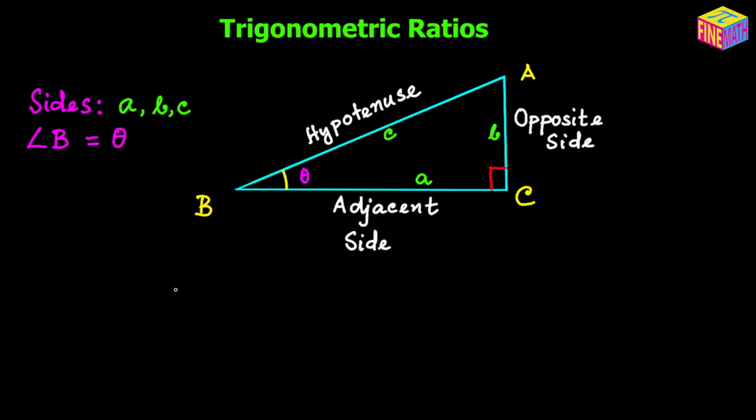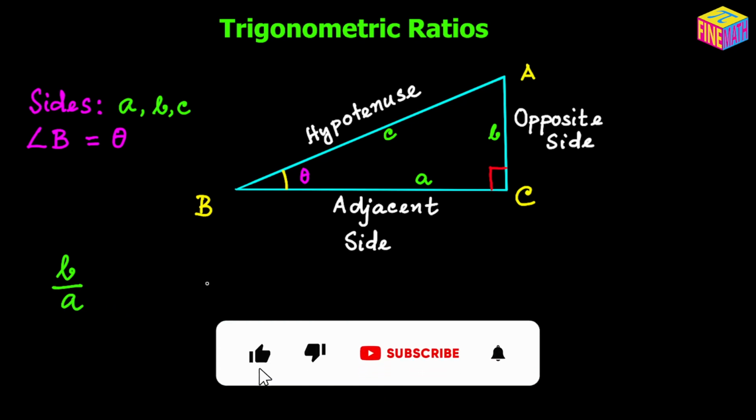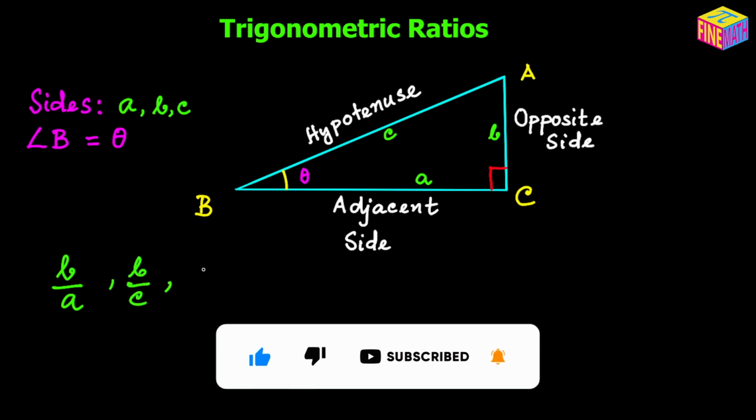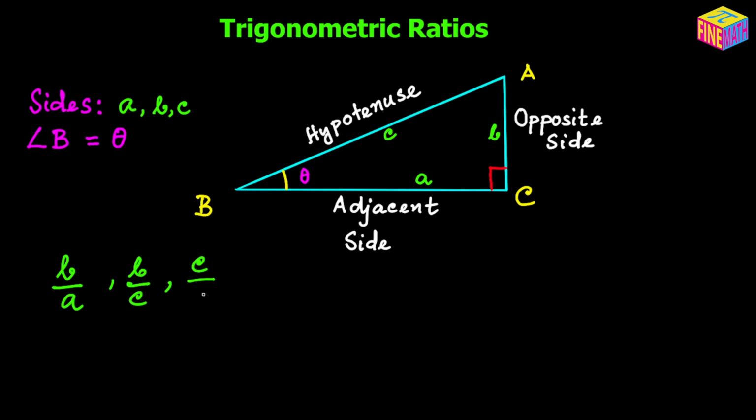Now if we have to create ratios of any two sides of this triangle, how many ratios can we form? Let's think about it. Suppose I'm talking about the ratio of b to a. I can write it as b divided by a. That could be one ratio. I could even say b is to c, that could be another ratio, or c is to a. Similarly, a is to b is another ratio, and a is to c, and also c is to b.